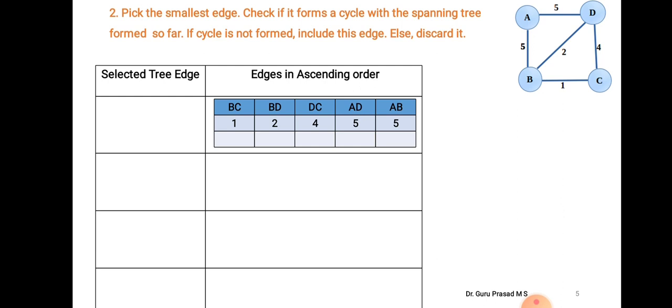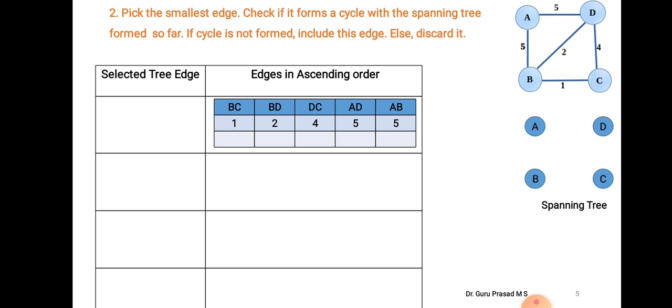Step 2: Pick the smallest edge. After picking the smallest edge, we have to check whether it forms a cycle or not. If it is not forming a cycle, then only we consider that edge. If the selected edge forms a cycle, then we do not consider that edge.